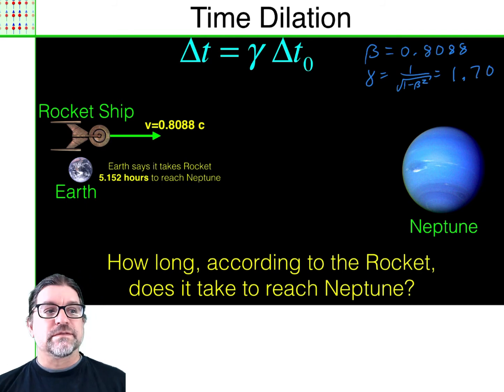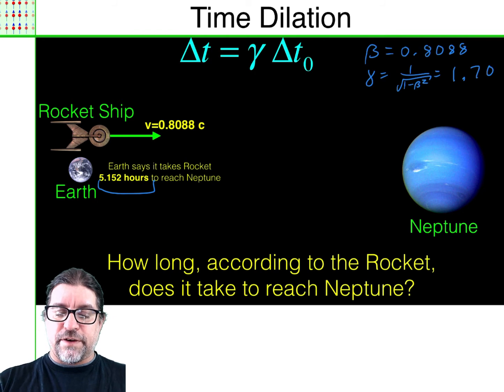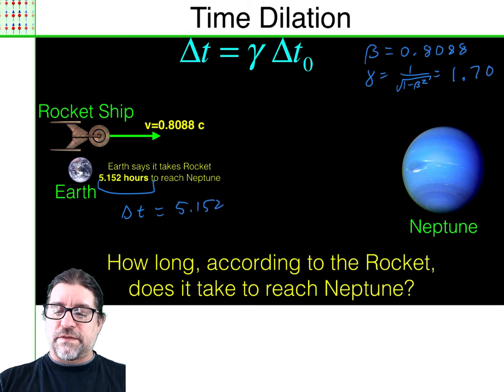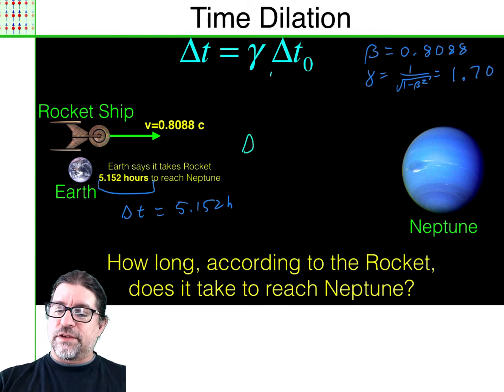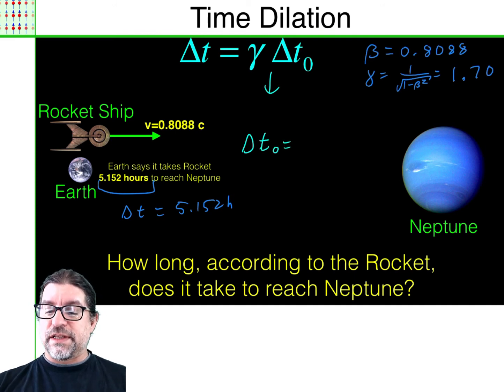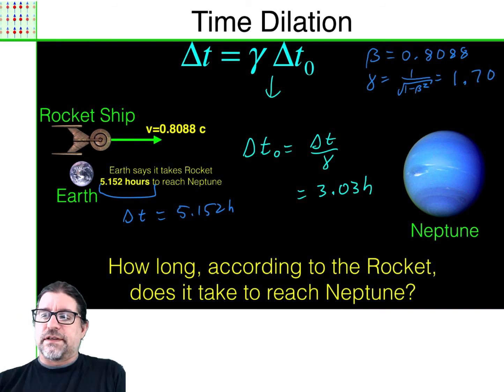All right? This here, remember, is the time in the Earth's frame. The time in the Earth's frame is not the proper time, so it's 5.152 hours. So we can easily calculate the time using this equation here, right? The time according to the rocket ship. And it's always going to be less. So the rocket ship time is delta t over gamma, and we get about 3.03 hours. Okay?